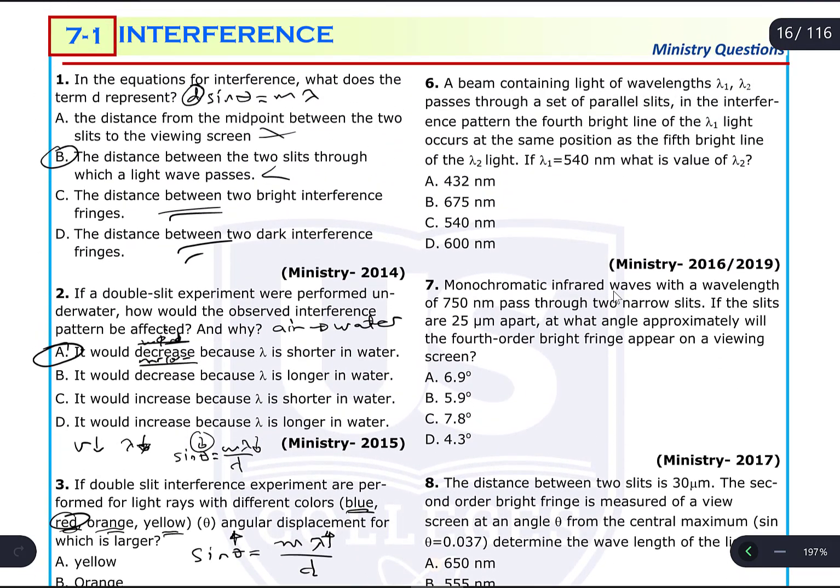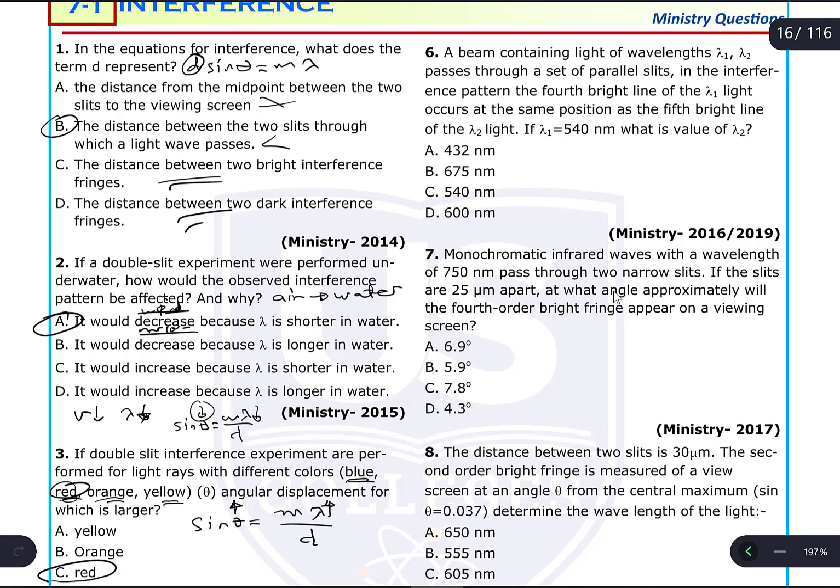And question number 6. A beam containing light of wavelengths lambda 1 and lambda 2 passes through a set of parallel slits. In the interference pattern, the fourth bright line of lambda 1 occurs at the same position as the fifth bright line of lambda 2. If lambda 1 is 540, what is lambda 2?